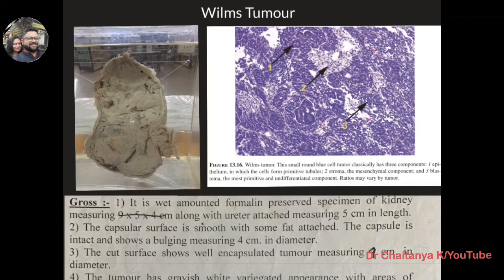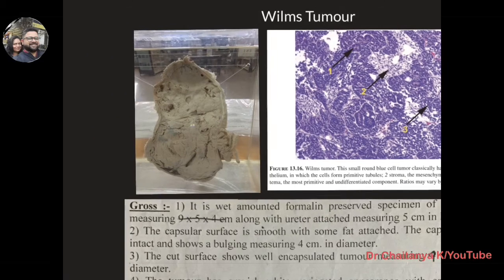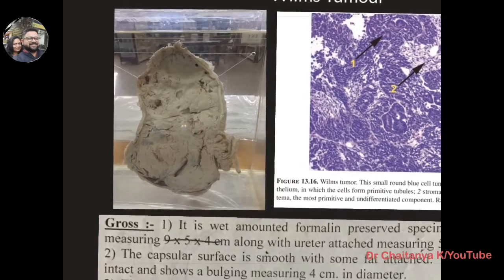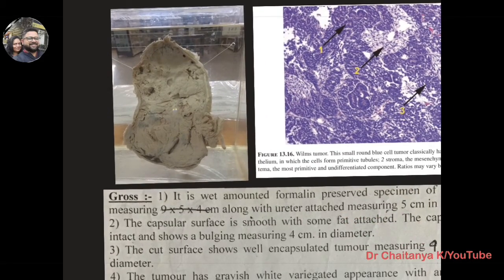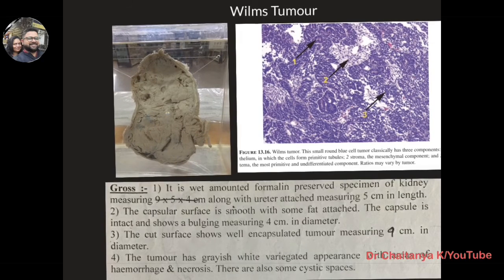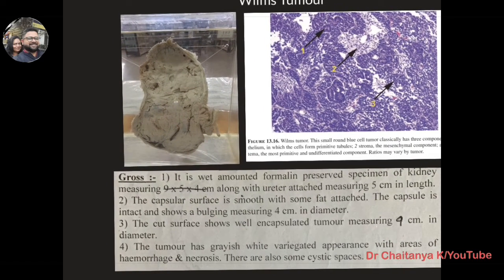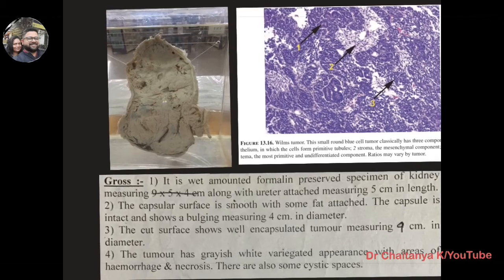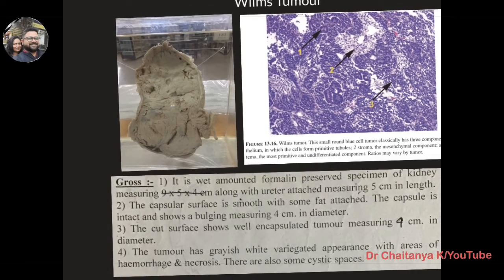Coming to the next one, the Wilms tumor. Wilms tumor is a pediatric tumor, or nephroblastoma. This is a wet mount formalin-fixed specimen measuring around 9 x 5 x 4 cm. Capsular surface is smooth and white with the fat attached to it. The capsule is intact, shows bulging measuring around 4 cm in diameter. The cut surface shows the encapsulated tumor measuring around 9 cm. So this is the whole tumor showing different areas of hemorrhages and a grayish white, variegated appearance.